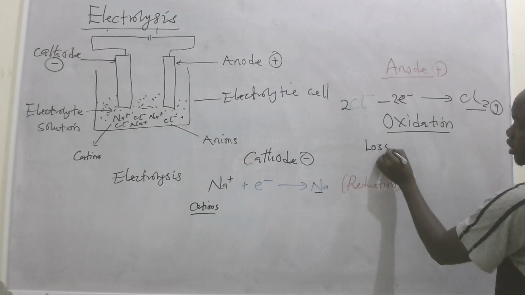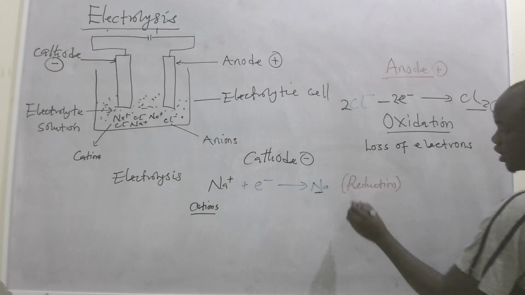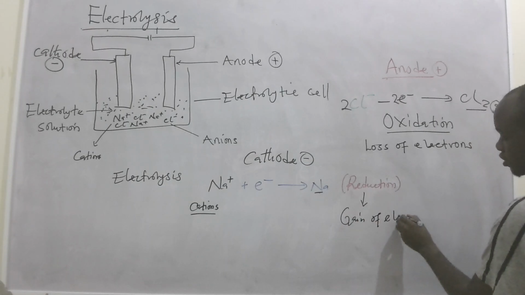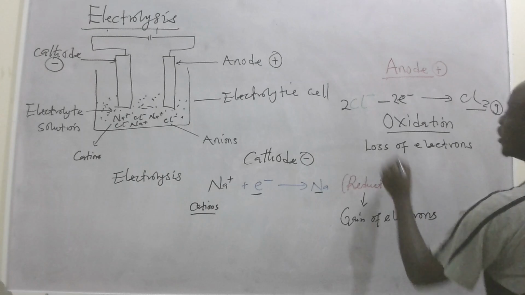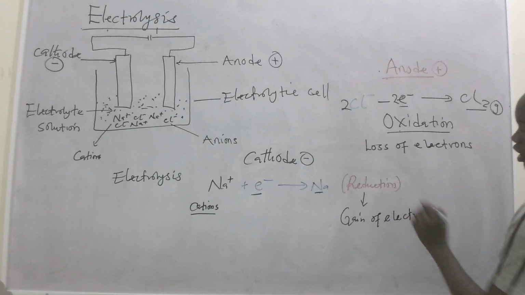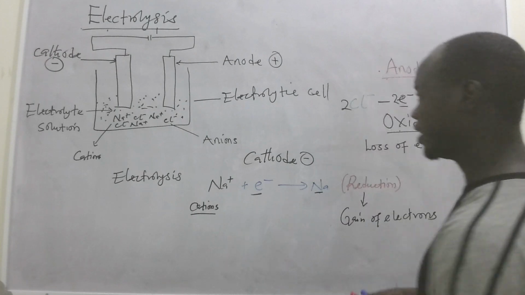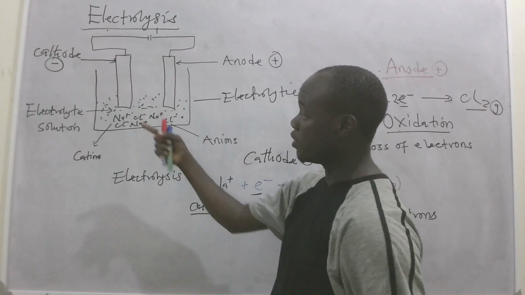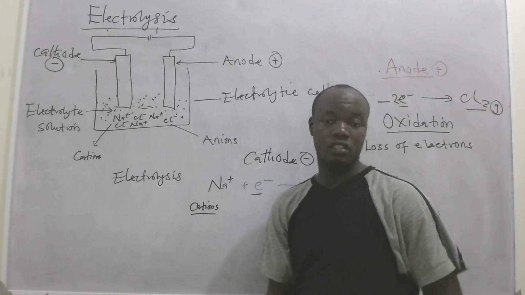Just as I said, oxidation is the loss of electrons, and reduction is the gain of electrons. Sodium gains electrons here, and the chloride ion loses electrons, and that is why we have oxidation at the anode and reduction at the cathode. So that is what happens in electrolysis: the positively charged ions migrate toward the cathode, and the negatively charged ions migrate toward the anode.